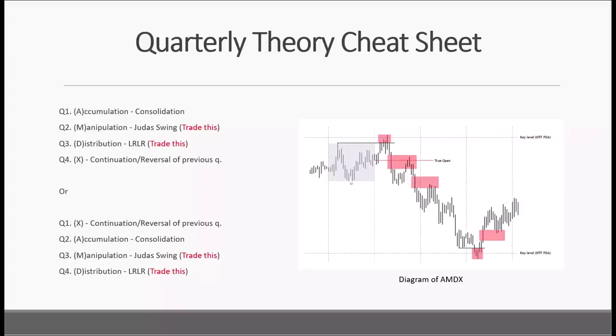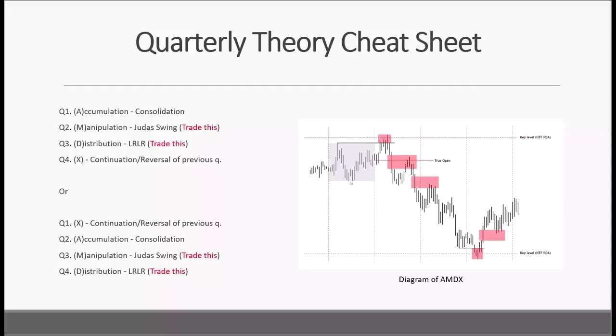ICT dubs this as the Judas swing. According to his algorithmic theory, the purpose of this fake move is to get traders offside, after which the real move takes place. After the manipulation phase takes place, the next phase is the distribution phase. This phase is usually the easiest to trade, as the previous quarter has already established the trend of the cycle.